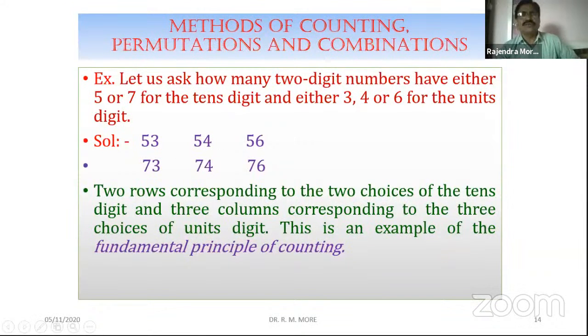In the actual procedure, you may say that we start counting from 10 to 99 and select these numbers. But here, if we apply some principles, then we can quickly find the numbers satisfying these conditions. So two rows correspond to the two choices of tens digit, and 3 columns correspond to the 3 choices of units digit. This is an example of the fundamental principle of counting. We will take more detailed examples so that you will come to understand.